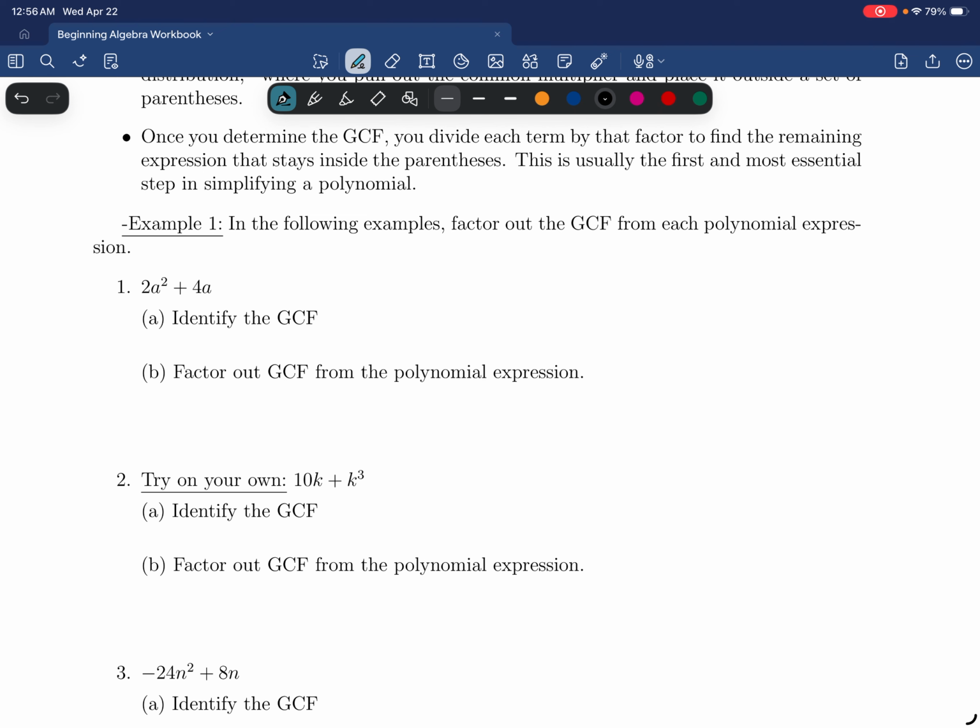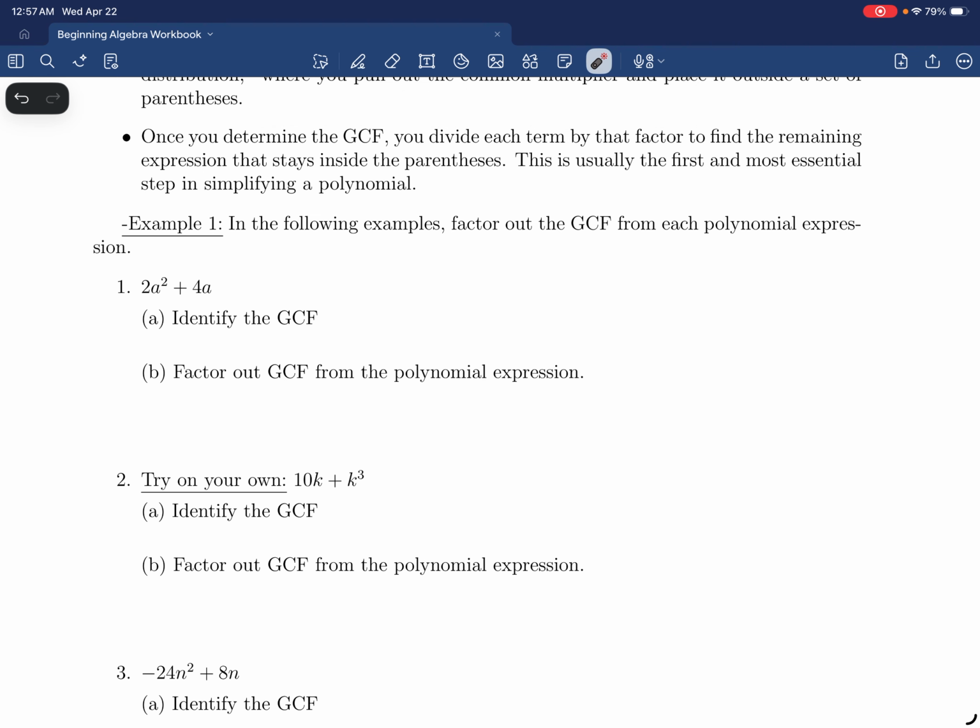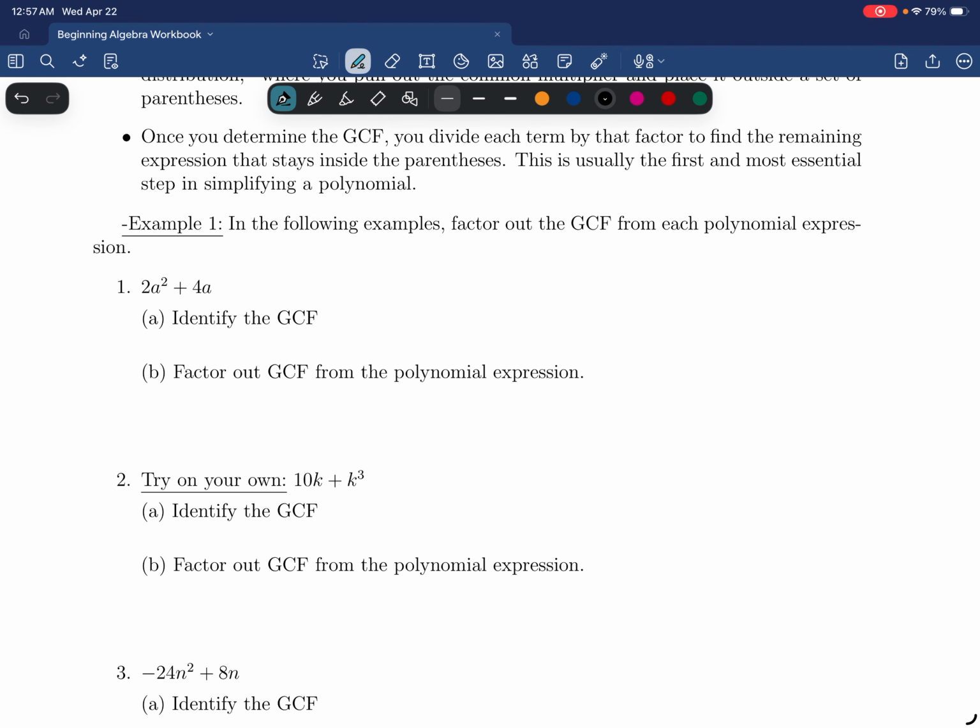We have 2a squared plus 4a. We first have to identify the greatest common factor from that polynomial. Here I can see that we have a 2 and a 4, and I can divide both 2 and 4 by 2. And then we have an a squared and an a. Recall from the previous section, when we were finding the greatest common factor of variables with exponents, we wanted to take out the variable with the smallest exponent. In this case, the smallest exponent is just a to the first power, or in other words, a. So the greatest common factor is 2a.